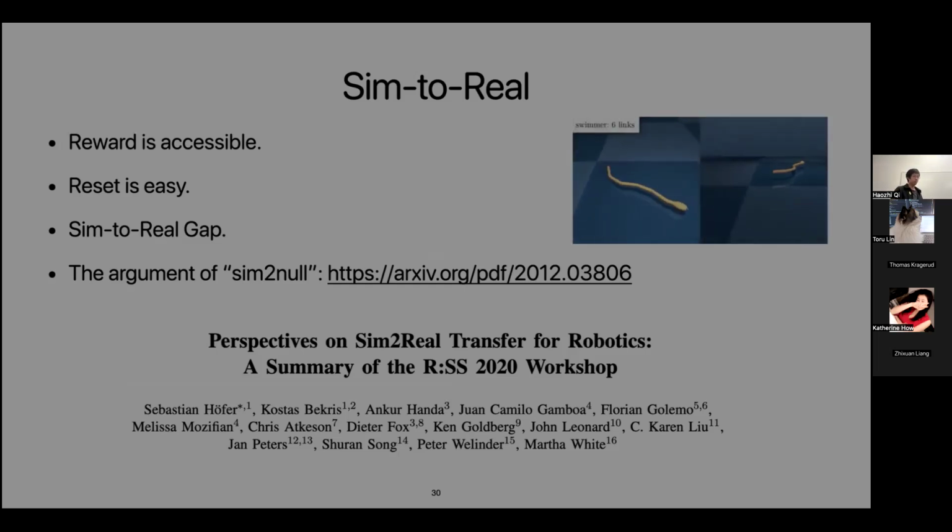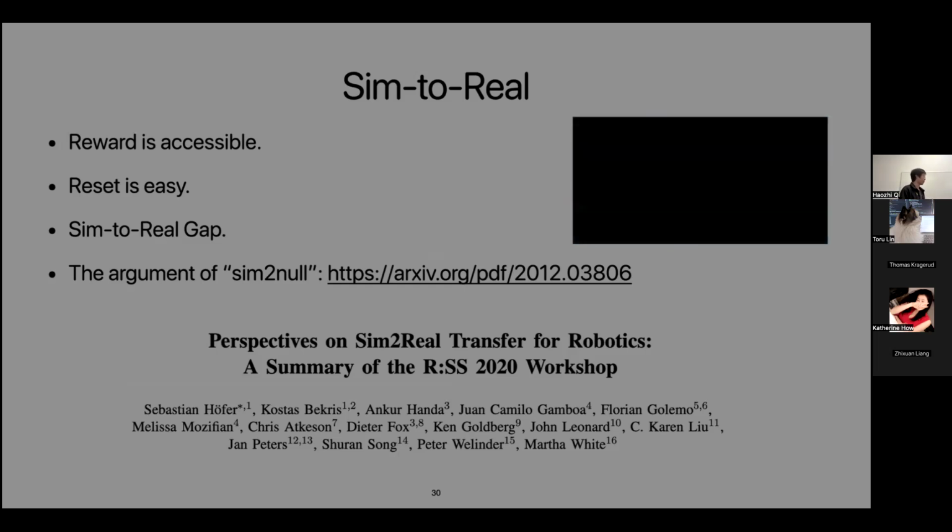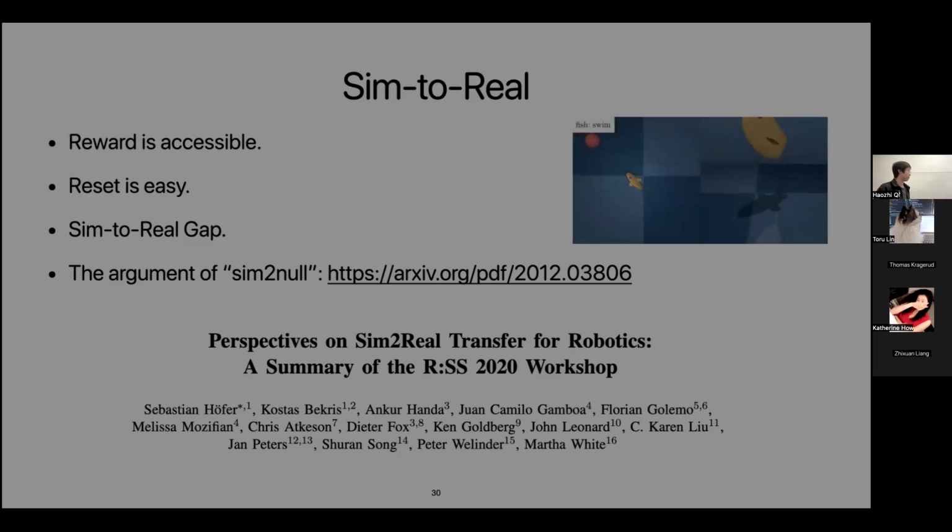And sim to real in 2018, 2019, so there are also a lot of attempts. And there is even a very hot debate on if we should still invest in sim to real. There's a workshop in RSS, so there is a very interesting term called sim to none, which is people work too much on simulations and claim their algorithms is better by comparing different simulation benchmarks, but none of them can transfer to the real world. So this is basically sim to none.